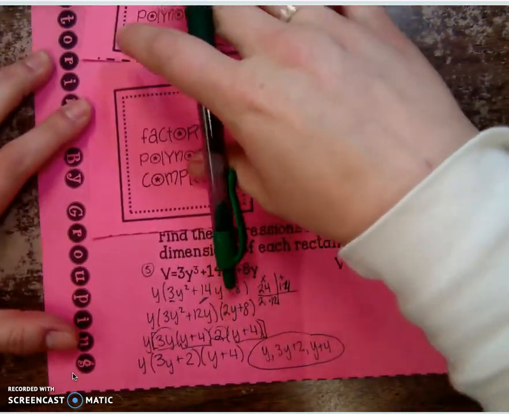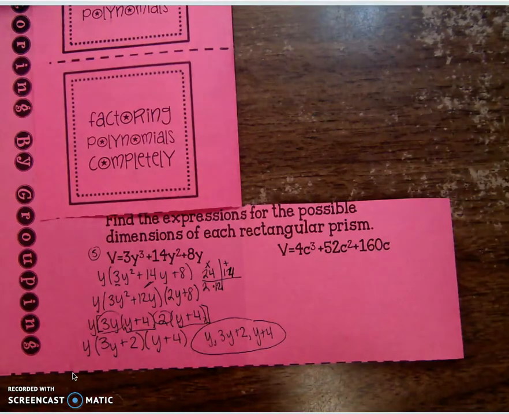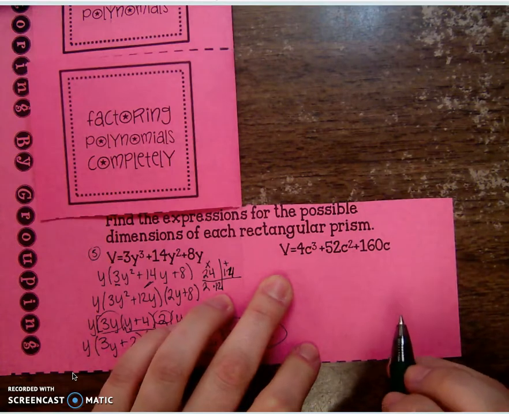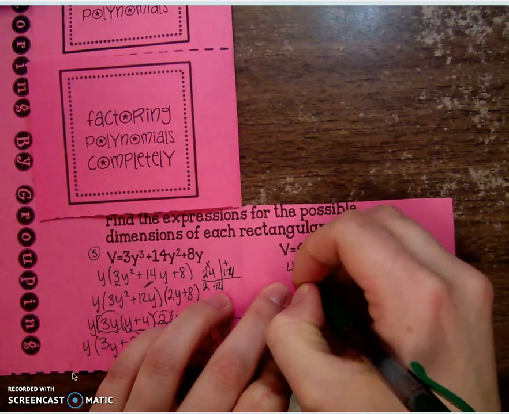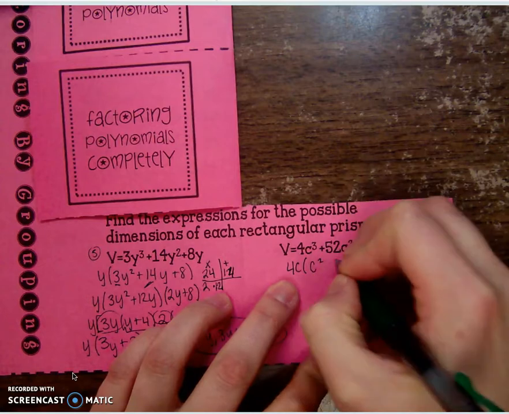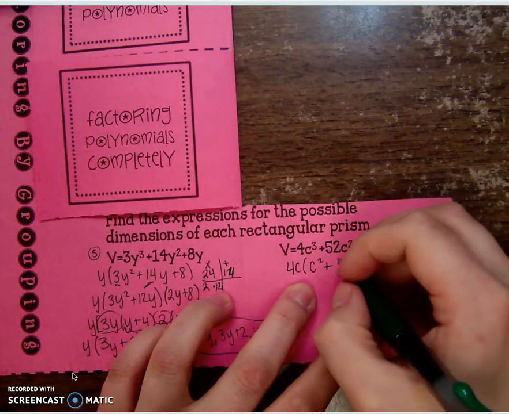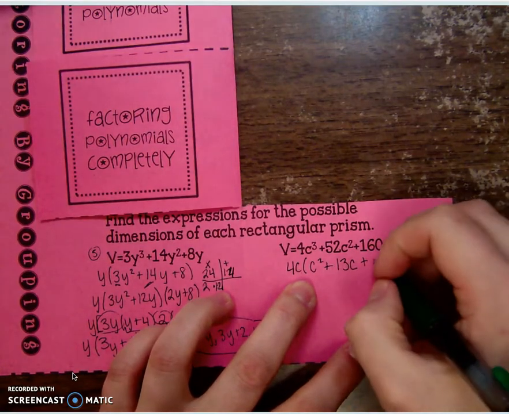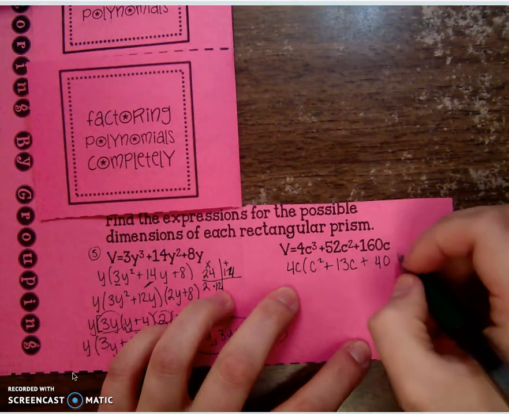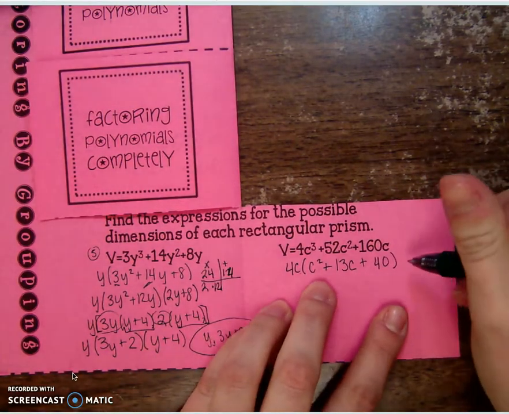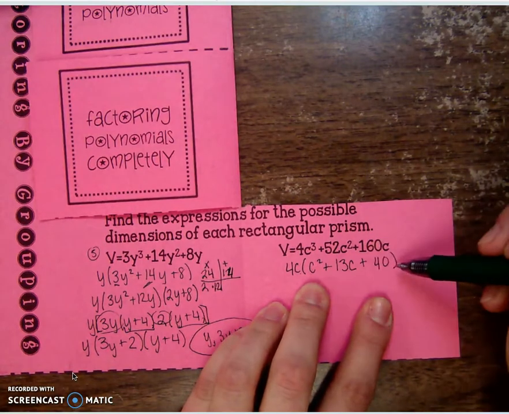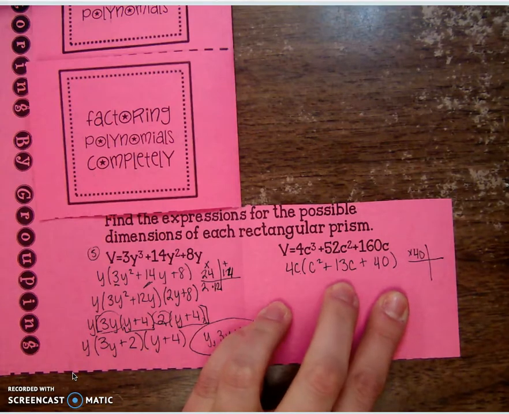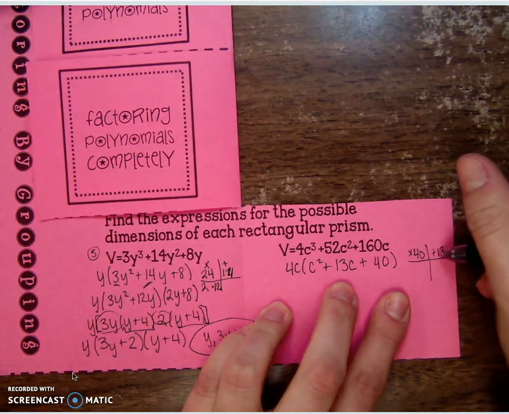All right, and then that last one, we're doing the same thing here. I can pull out a c, and I'm also able to pull out a 4 from each of those. So I'm left with c squared, 52 divided by 4 is 13, left with a c, plus 160 divided by 4 is 40, and I already pulled out the c. That's a coefficient of 1, so my two factors have to multiply to 40 and add to 13.